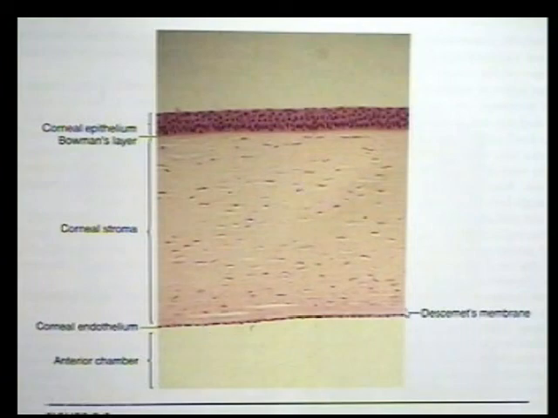Down here where we have Descemet's membrane, in some of the very newest texts, and it hasn't quite made it into most textbooks yet, there is a new layer just above Descemet's that's been found called Dua's layer. And it's just a modified area of the stroma. So, if you look at a textbook a couple years from now, it will show 6 layers instead of 5 layers for the cornea.